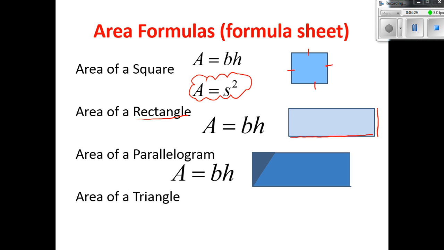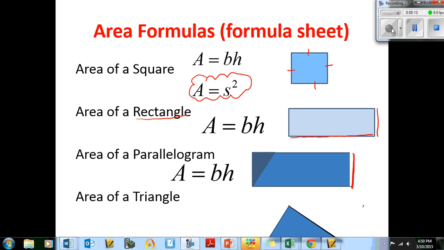Base times height. Okay, but I truly want you to get away from using the terms length times width, because when we have a parallelogram, the width is not what we're going to use. We want to make sure that we use the height. It's really important that we know the height, okay? So that's area of a parallelogram. And area of a triangle. Well, if we take a quadrilateral and we cut it in half, okay, then we have a triangle.